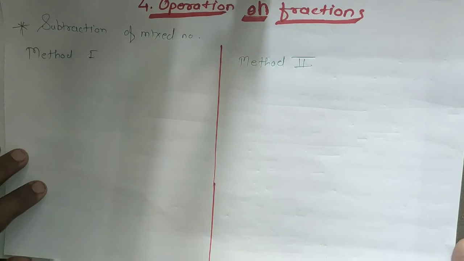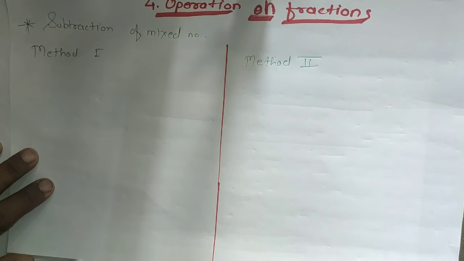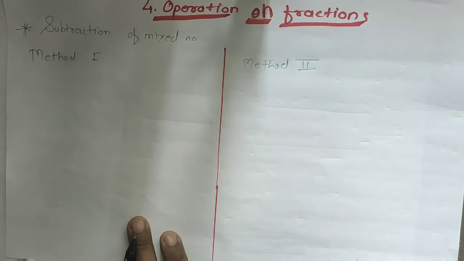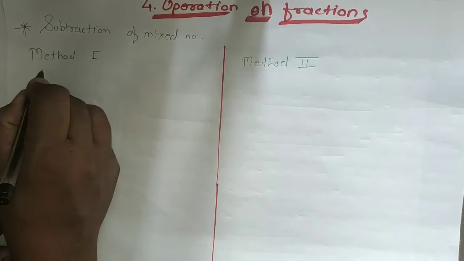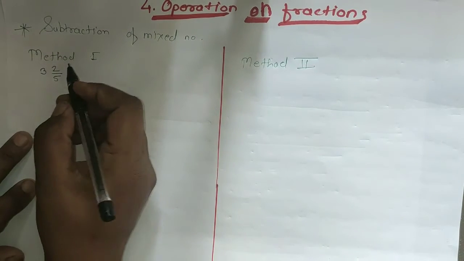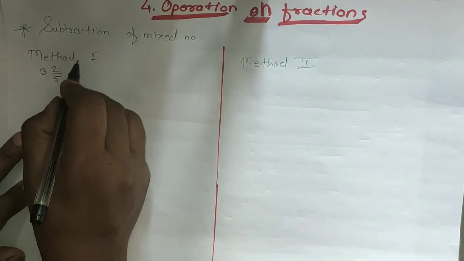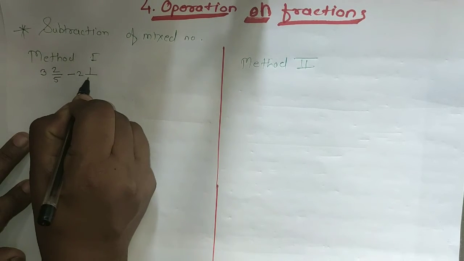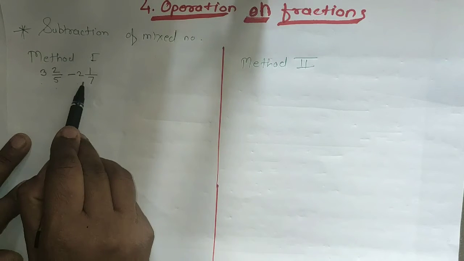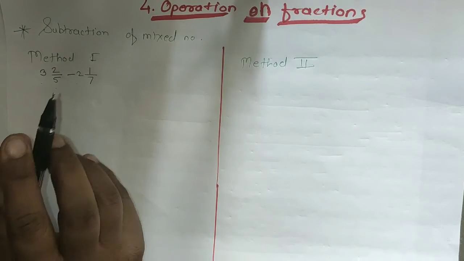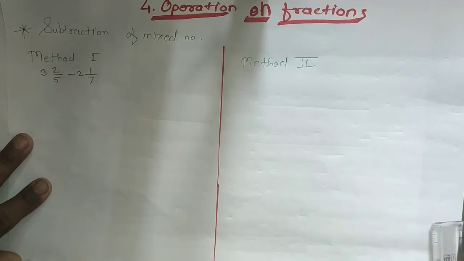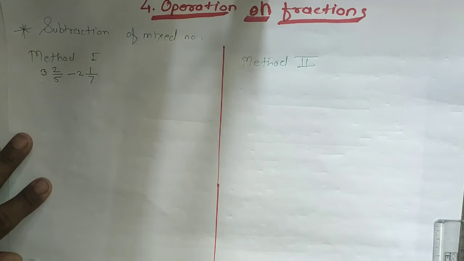The first example is 3 integer 2 upon 5 minus 2 integer 1 upon 7. By the first method we will solve this example, as you know that yesterday we had seen both the methods.